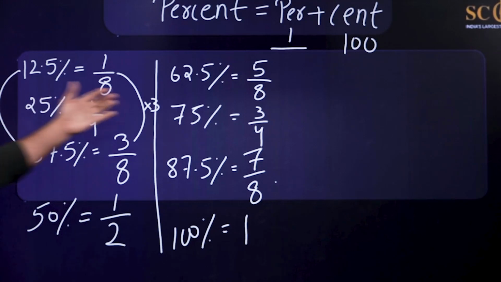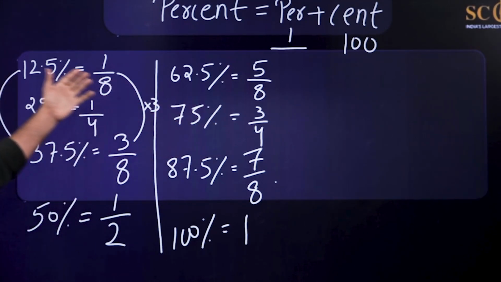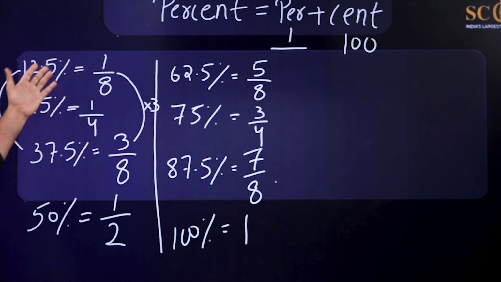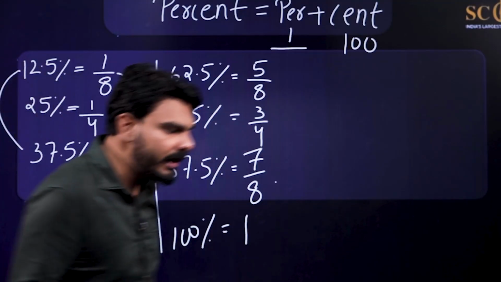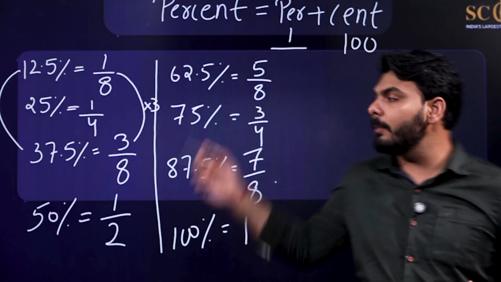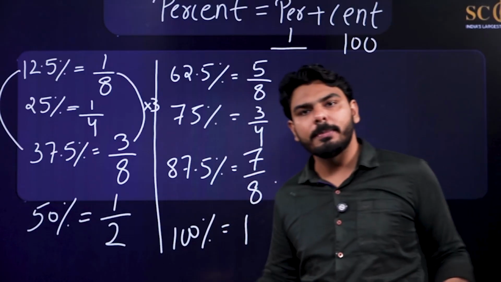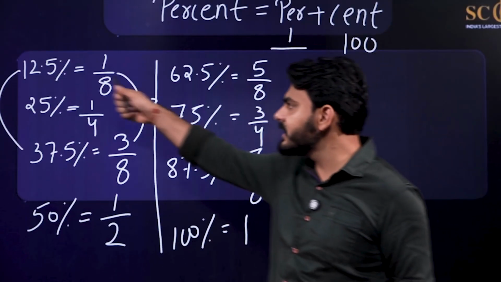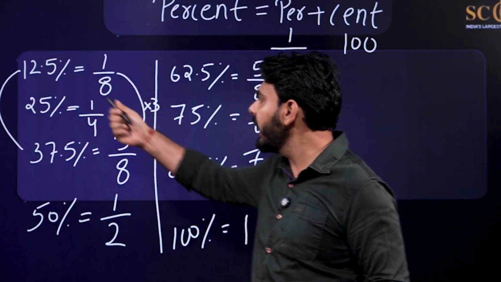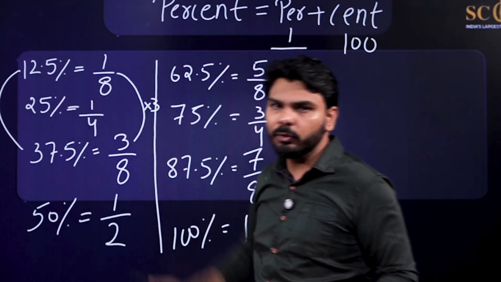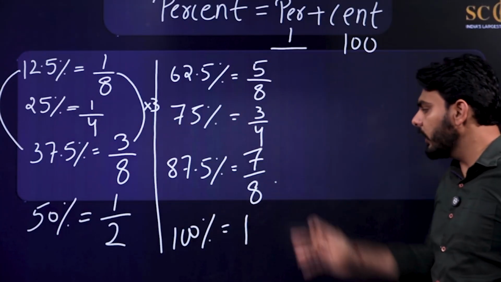Similarly, if you want to remember 62.5%, you just multiply by 5 on both sides. If you multiply 12.5 with 5, you will get 62.5, and if you multiply 1 by 8 with 5, you will get 5 by 8. Similarly for 87.5%, if you multiply 12.5% by 7, you will get 87.5 on this side and 7 by 8 on this side. So that was about 100%.